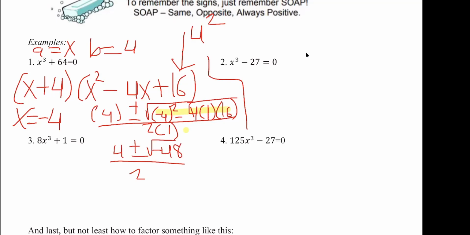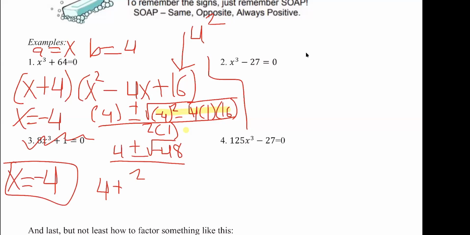So the square root of 48 is roughly 6.9. I'm just going to cross this problem out because I'm using way too much space. But basically we would have x equals negative 4, and from this, I would just leave my answer like this. You're going to have plus or minus 6.9i over 2. If you want to divide both of those parts by 2, you can.